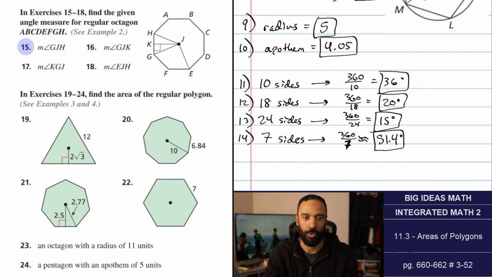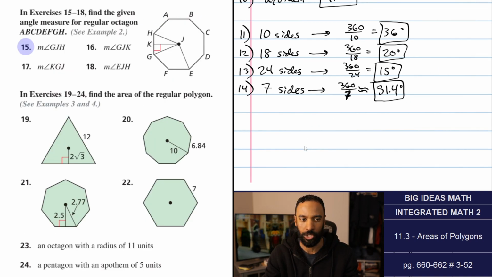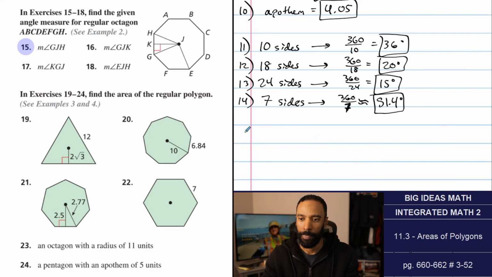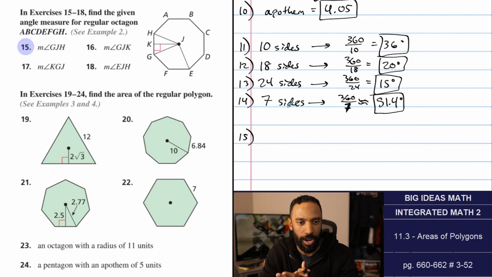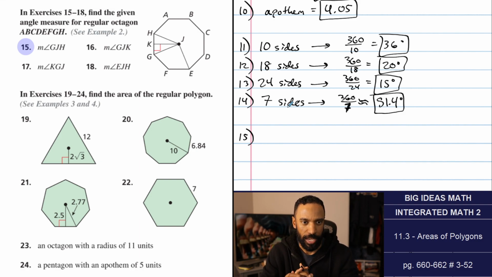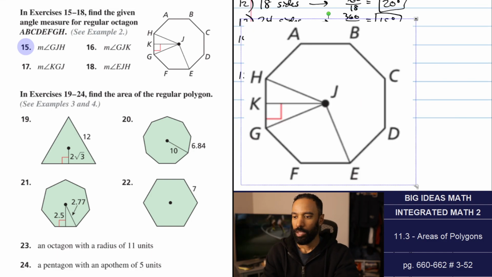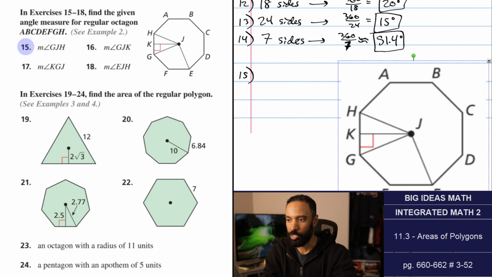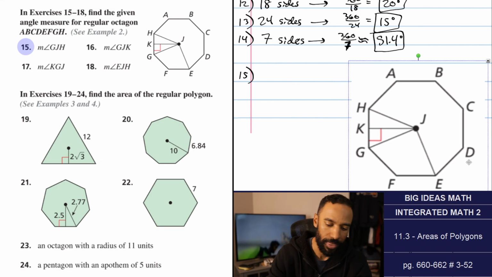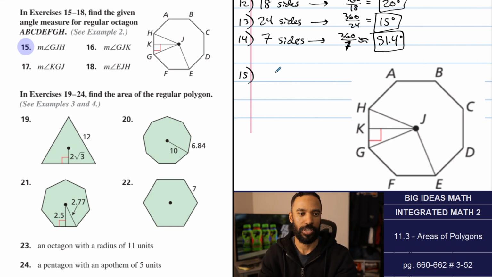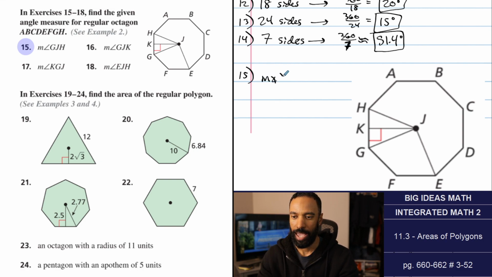Nice quick set, but of course we're going to slow down soon at some point when we have to do actual areas. Number 15, or numbers 15 through 18, find the given angle measure for regular octagon A, B, C, D, E, F, G, H. So they're going to ask for very specific ones within here. Maybe I can copy paste this guy over and see exactly what they want. Because all of these might apply to future problems where we do these things here, or depending on what they give you as angles.